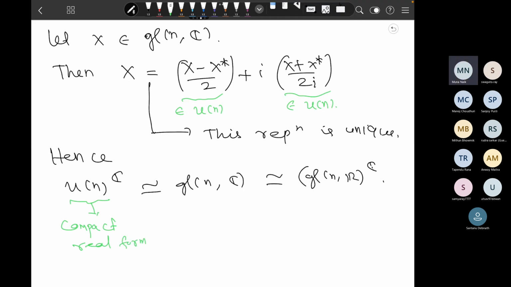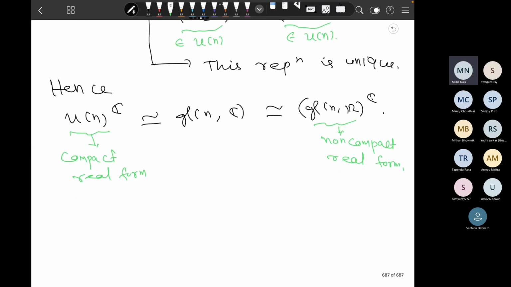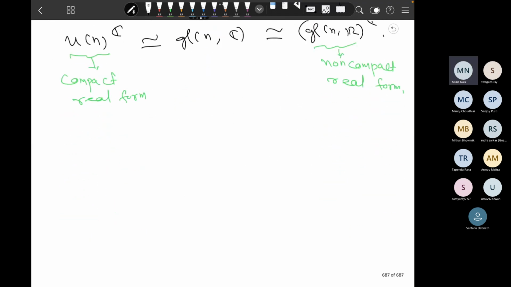And this GLNR is not a compact real form. This is a non-compact real form. Therefore, they are non-isomorphic. Okay. So the second example I want to do is this.